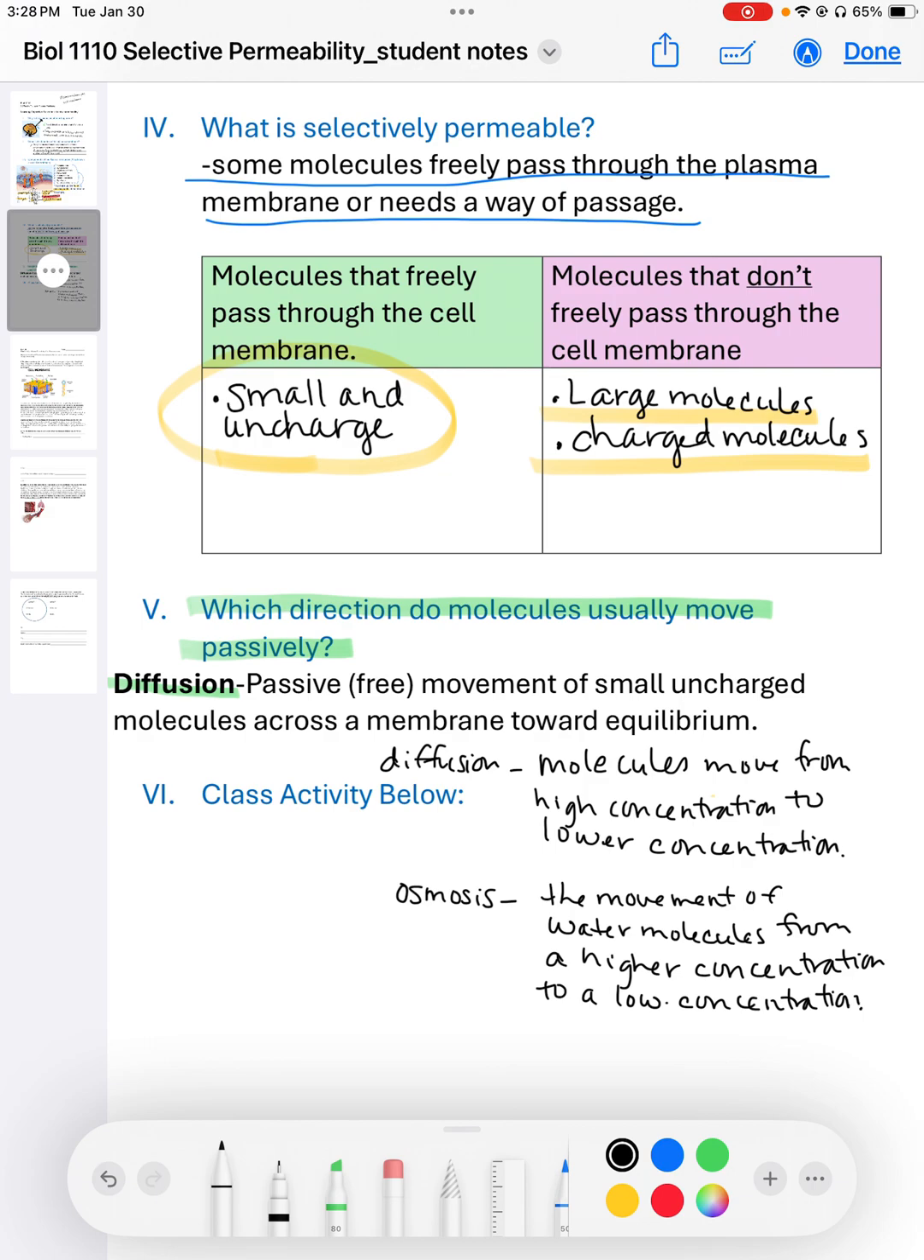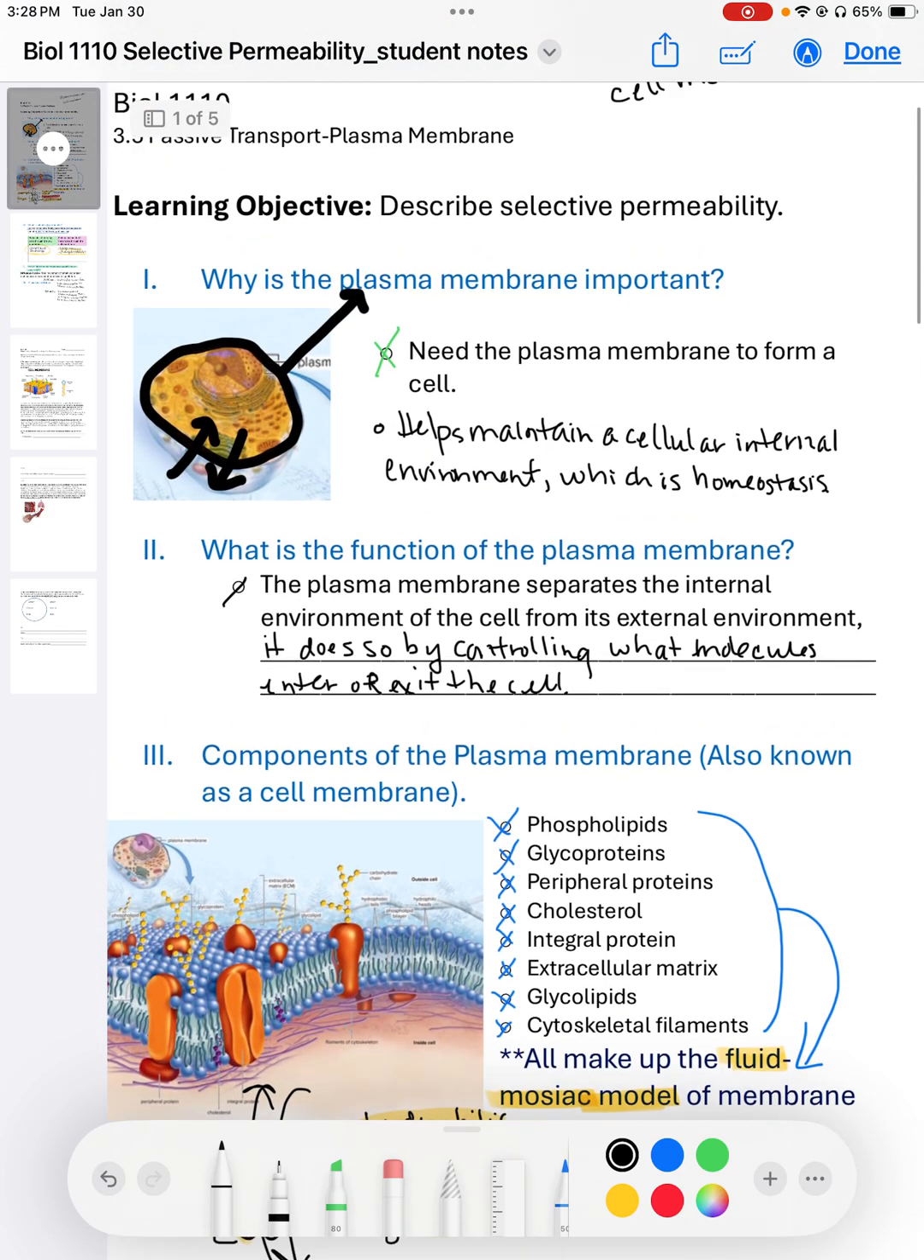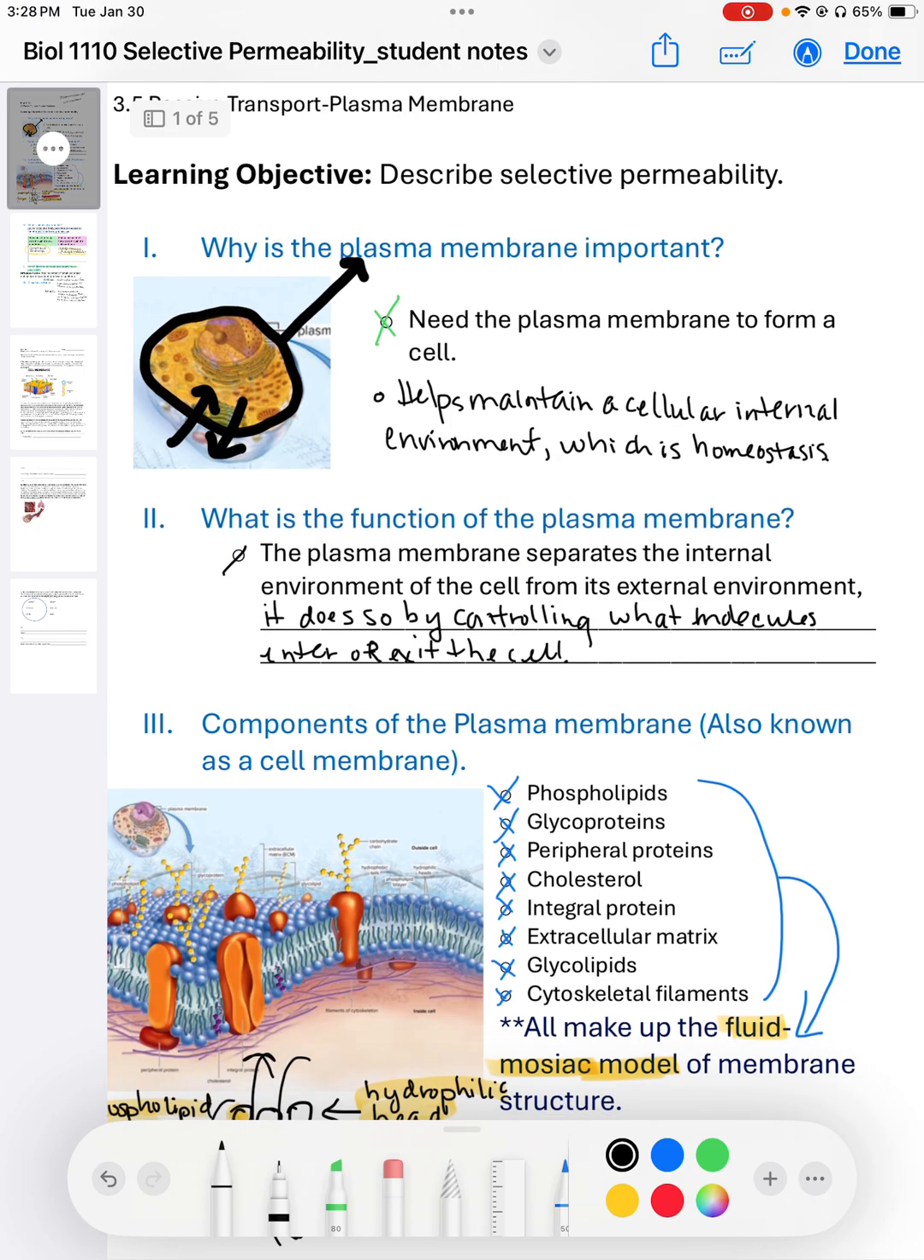So here I want to just summarize what we chatted about before I bring up the activity. If we go back to what we had started our conversation about, we were talking about the plasma membrane and why it was important. And then we went into the function of the plasma membrane, the main point being that it controls what goes in and out of the cell. That would be the plasma membrane.